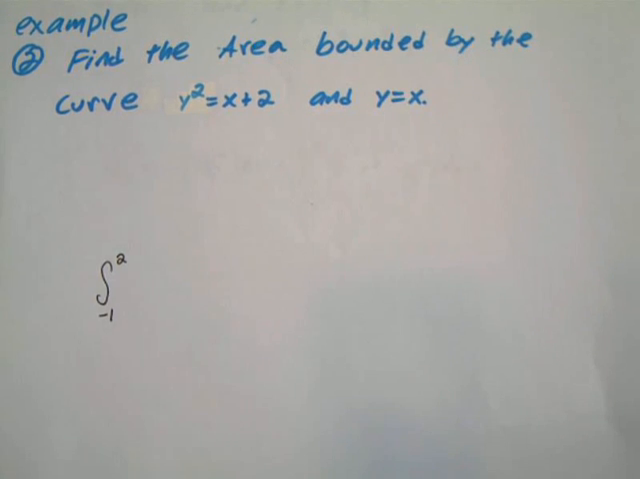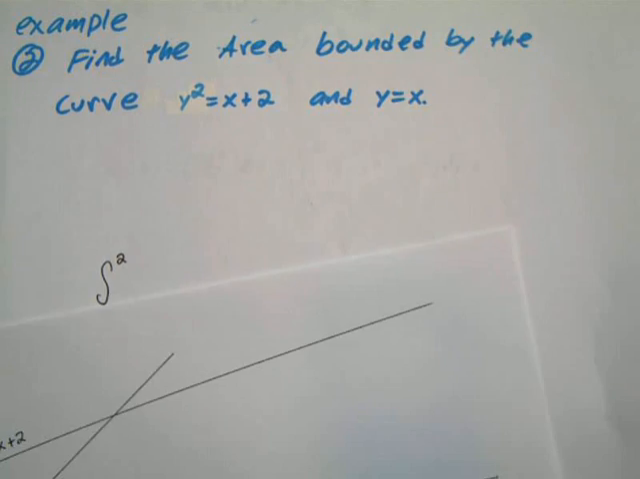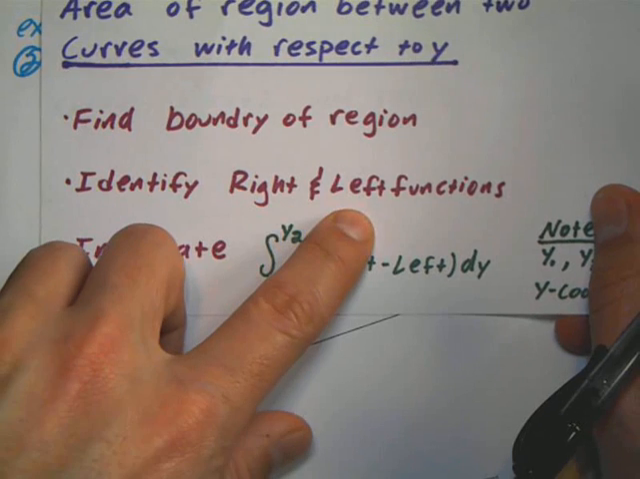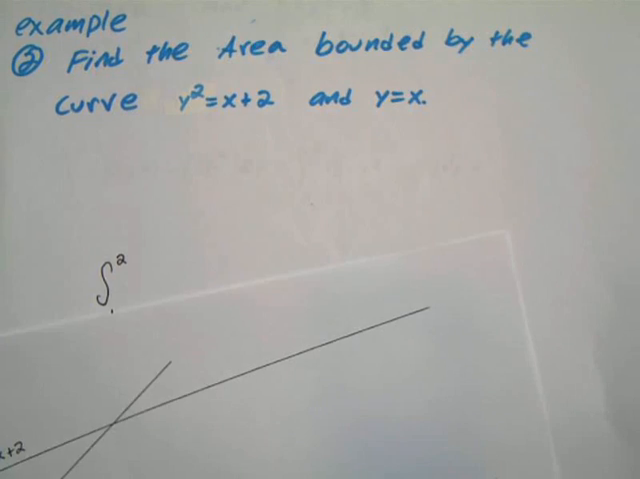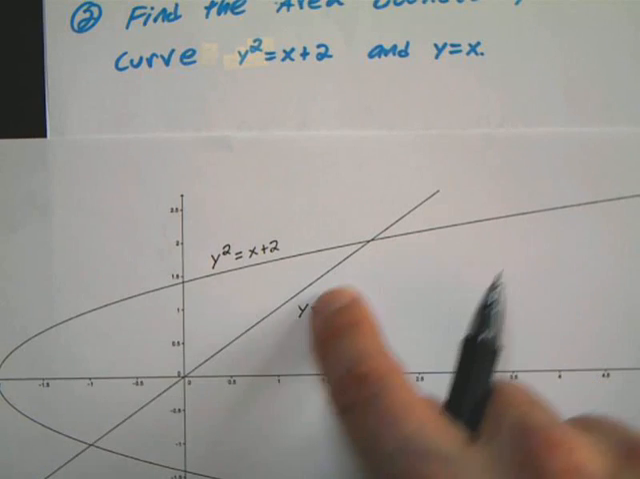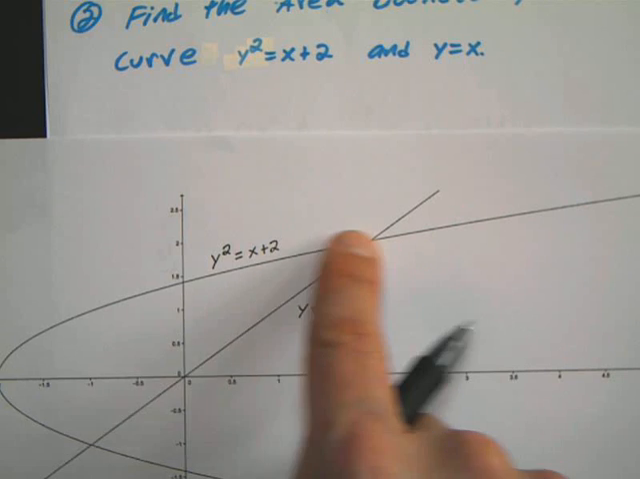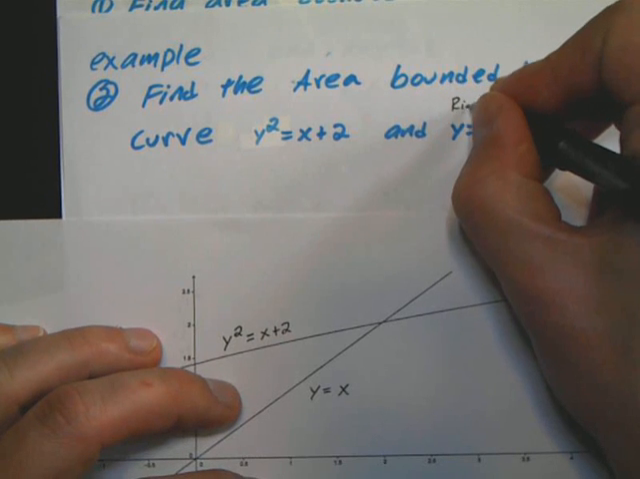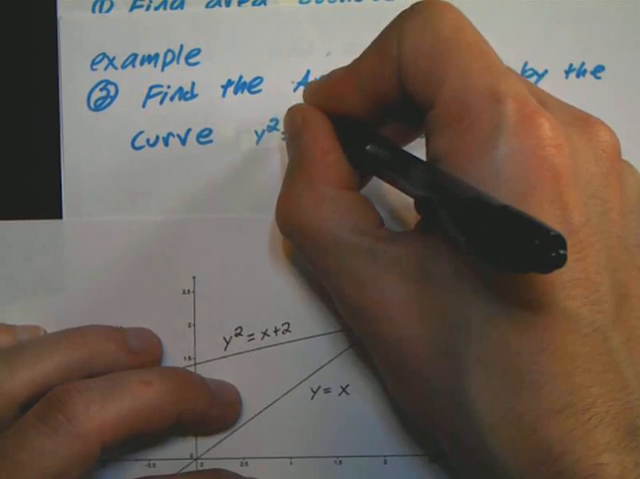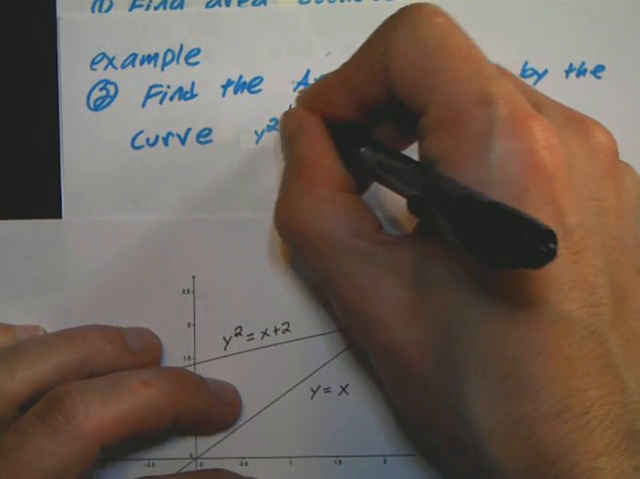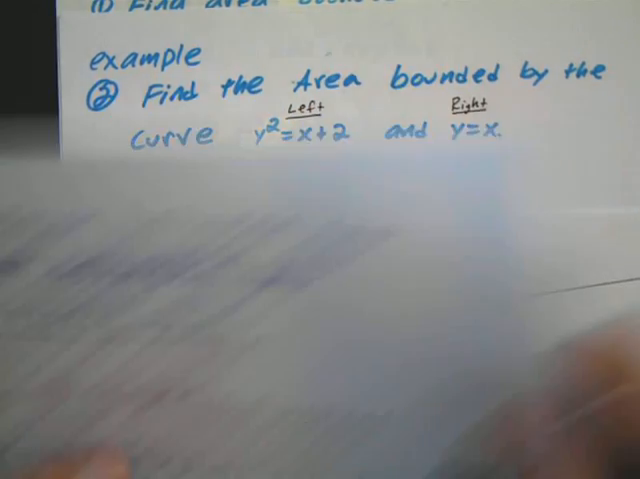Then I have to figure out which function is on the right and which function is on the left. So the straight line is always to the right of the parabola. So this is the right function, and this is on the left. And then the last piece I have to do is integrate with respect to y.